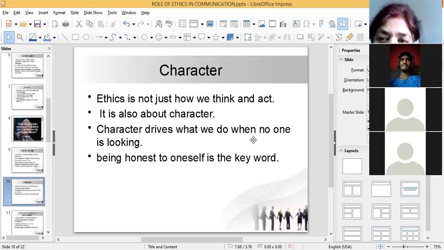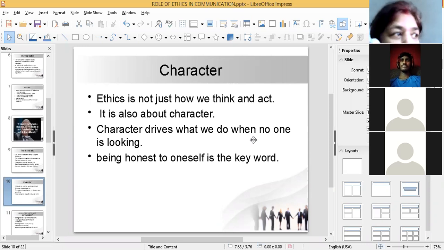Nobody is watching, so let's do whatever we want. Parents are not around. When you're working, your manager or your boss is not around. So you cannot do anything you want to. But a person with strong character will do the things which he's supposed to do. So character drives what we do when no one is looking. When nobody is looking, the Almighty is always there. And if you're God-fearing, you will never even think about doing something wrong. So being honest to oneself is the key word.